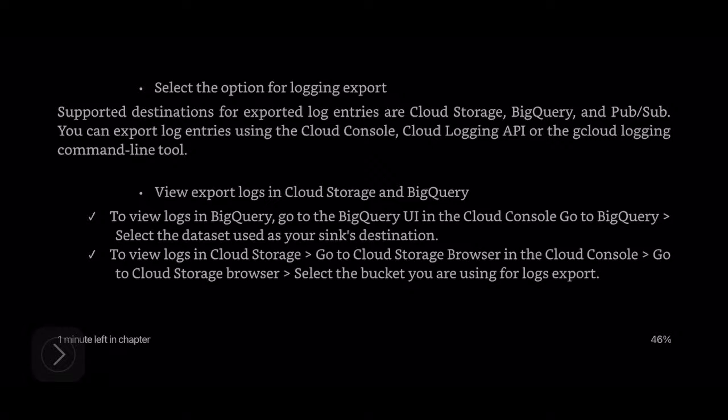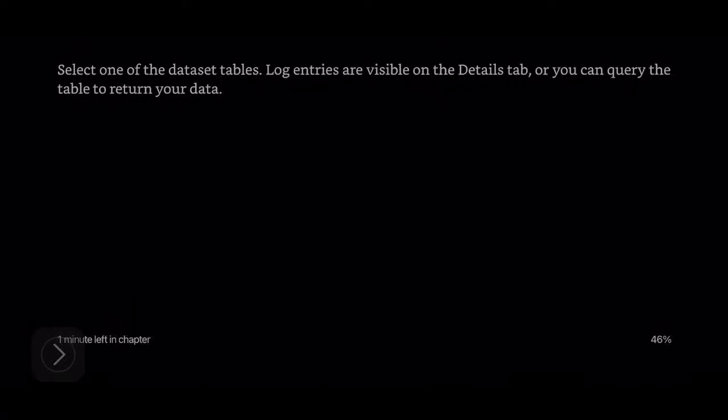To view logs in BigQuery, go to the BigQuery UI in the Cloud Console. Go to BigQuery. Select the dataset used as your sink's destination. To view logs in Cloud Storage, go to Cloud Storage Browser in the Cloud Console. Go to Cloud Storage Browser. Select the bucket you are using for logs export. Select one of the dataset tables. Log entries are visible on the Details tab, or you can query the table to return your data.